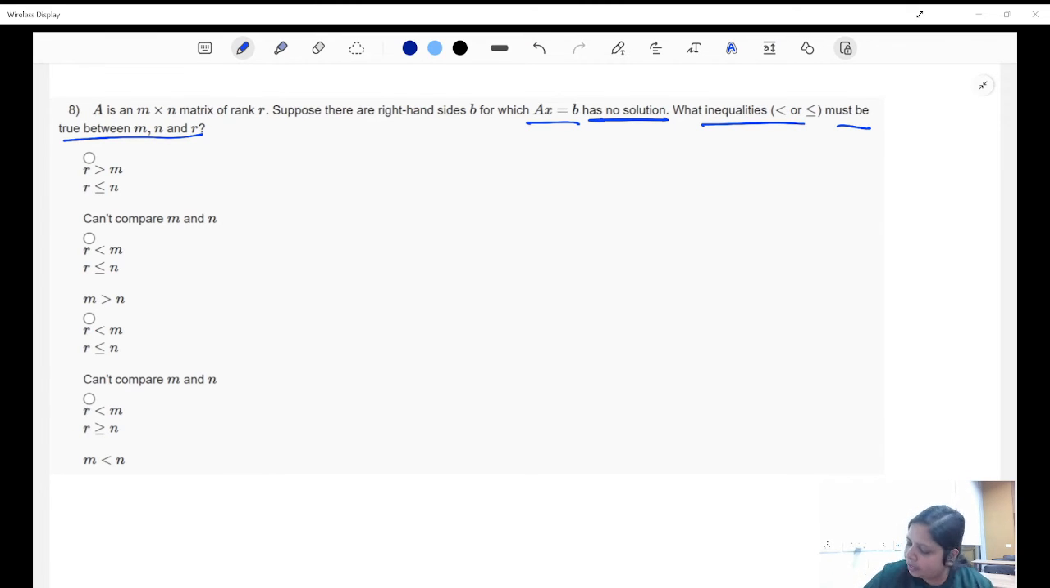Okay, can you tell me? 2x plus 3y is equal to 5. 2x plus 3y is equal to 11. Can you tell me, how many solutions do they have? And they have no solution. They have no solution. Okay.